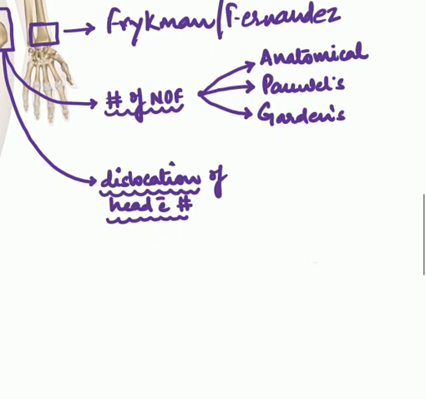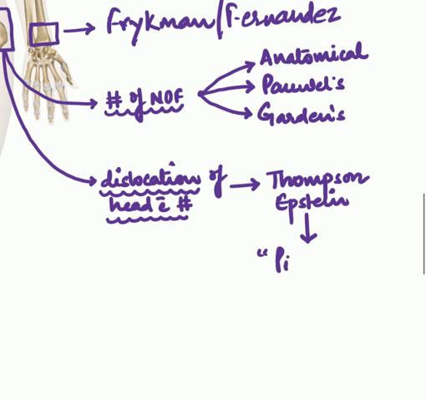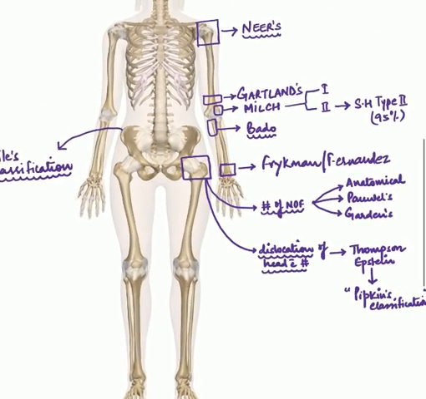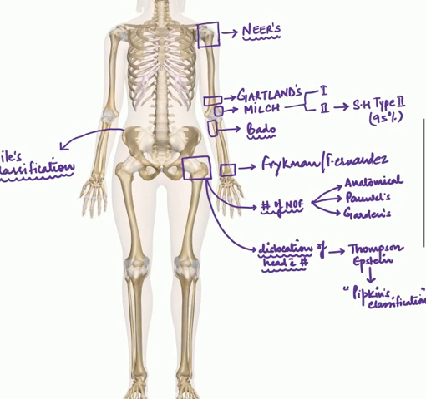When there is a fracture dislocation, this is classified by Thompson-Epstein classification, and a part of which is Pipkin's classification, right? So these are around the proximal femur. So when you talk of the proximal femur, this is how you classify them.